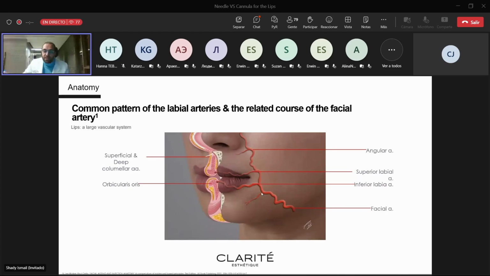So it becomes deeper to the DAO, and then it enters the lips as the inferior labial artery, superficially, and then dives deep, as we see here, to the mucosa from the lateral third. Then under the zygomaticus major muscle, it enters the upper lip from the lateral third as the superior labial artery and enters superficially, then dives deep inside the mucosa.